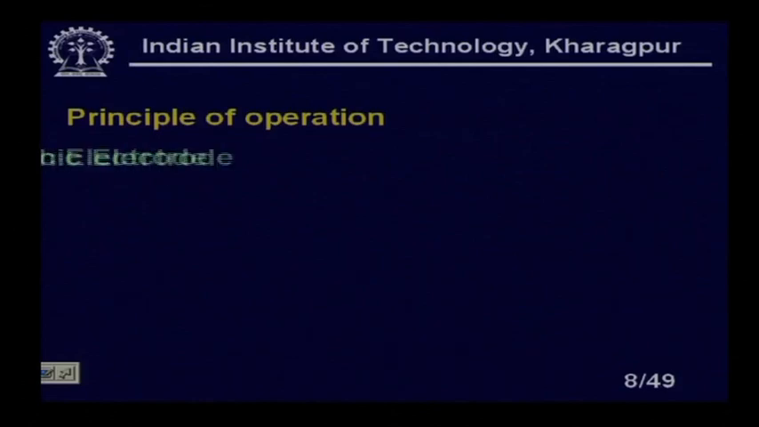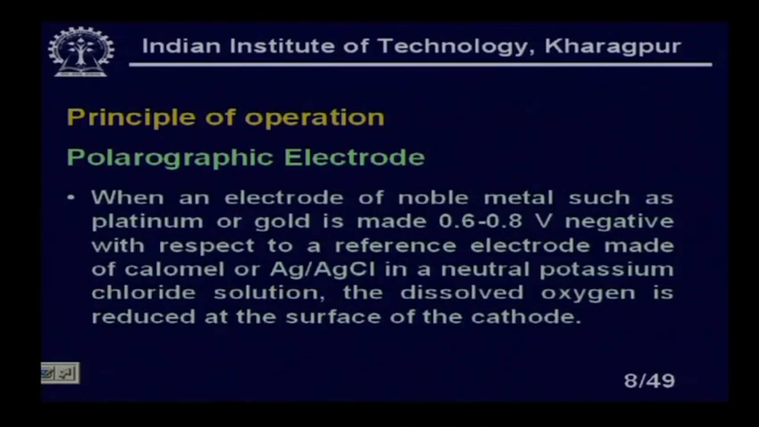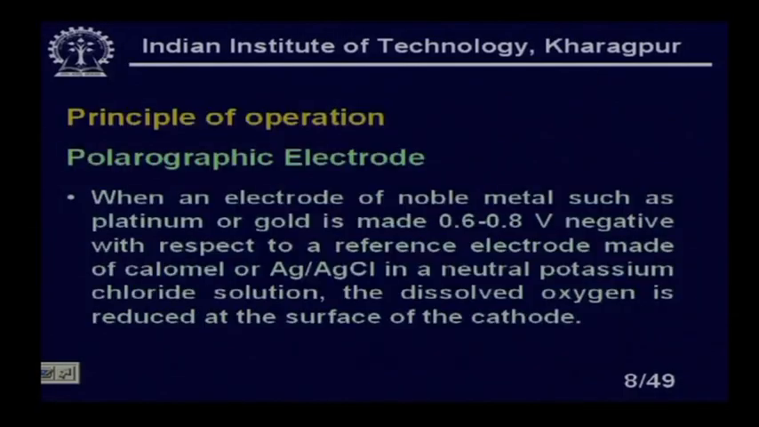Now, principle of operation. There we have the polarographic electrode, as I told you. First we will discuss the polarographic electrode, then we will discuss the galvanic electrodes. The principle is basically the same, one needs bias, the other does not need. When an electrode of noble metal such as platinum or gold is made 0.6 to 0.8 volt negative with respect to the reference electrode made of calomel or silver chloride in a neutral potassium chloride solution, the dissolved oxygen is reduced at the surface of the cathode. This is the basic principle of the dissolved oxygen sensor. It does not matter whether it is polarographic or galvanic.